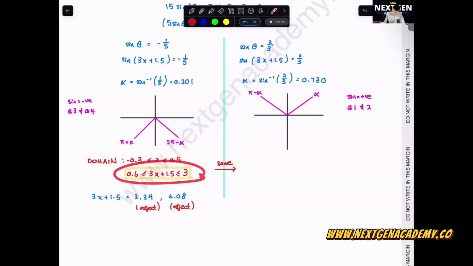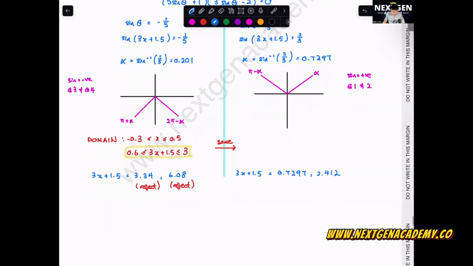The domain will be the same, we'll be referring to this one. Now 3x plus 1.5, alpha is 0.730, and then pi minus alpha. Sorry, let me be careful over here because this one is still in the middle of the equation, so we don't round it up too much. I will write a bit more decimal places first. I also make this mistake. Let's write it as 0.7297. Don't round it up too fast. Next one, pi minus 0.7297, we will get 2.412.